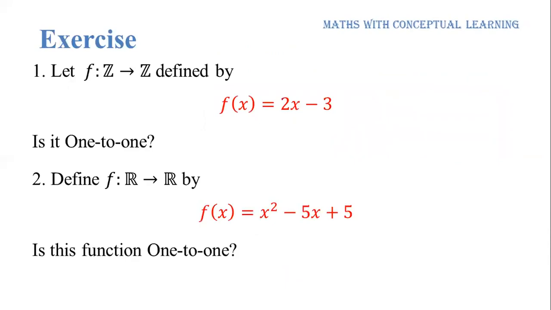Here comes an exercise. In the first question, we have to find whether this function is one-to-one or not, where the domain and range are the set of integers. In the second question, we have to determine whether another function, f(x) equals x squared minus 5x plus 5, with domain and range the set of real numbers, is one-to-one. By recalling the previous examples and the definition of one-to-one, I'm sure you can do this.